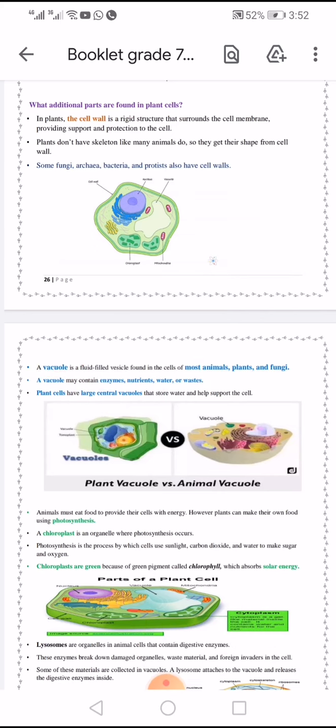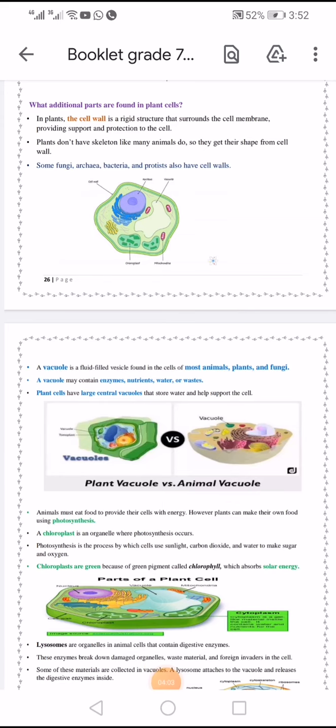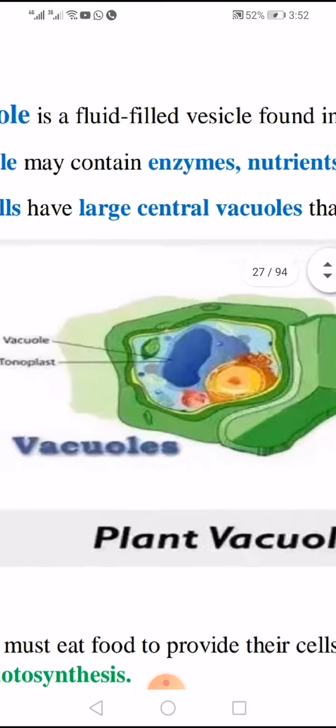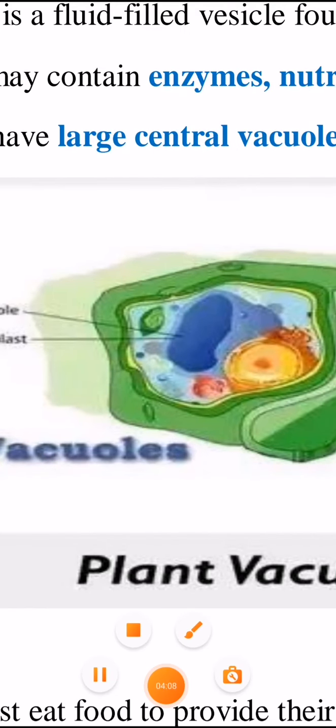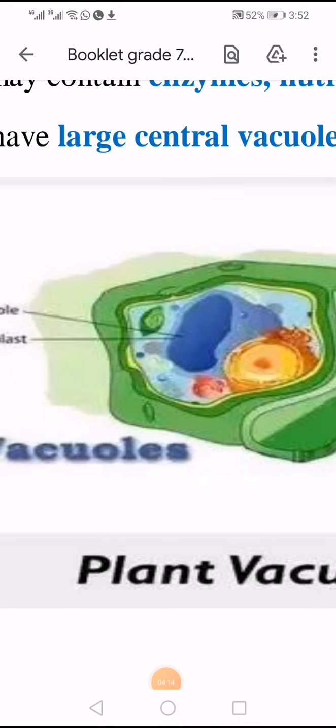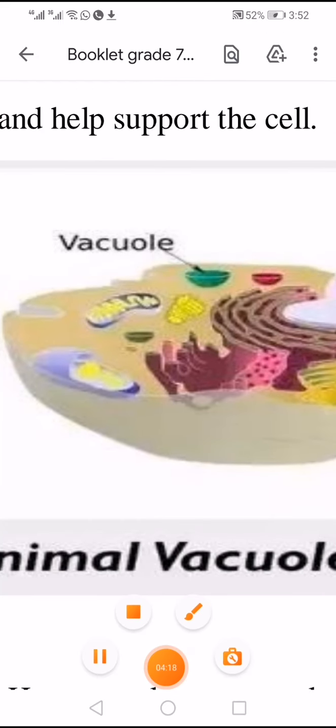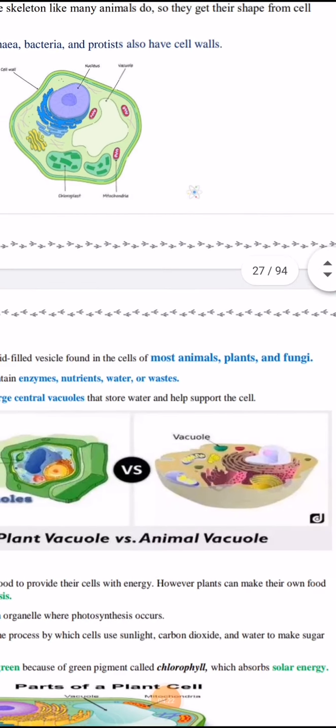Look at this, a plant vacuole versus an animal vacuole. This large one is for plant cell, while in animal cell, it is a small vacuole. The important function of vacuole is to store water, which is very important, and help support the cell.